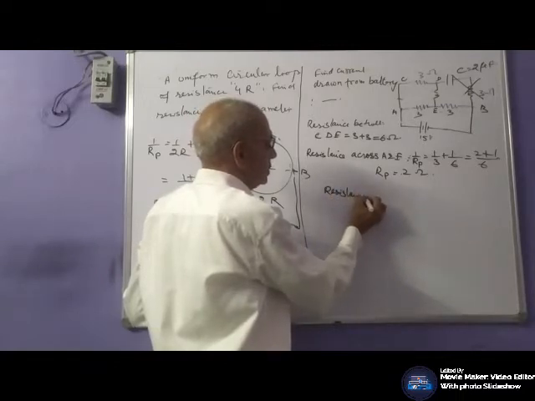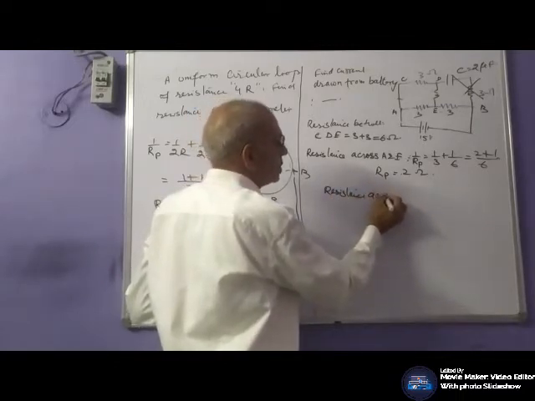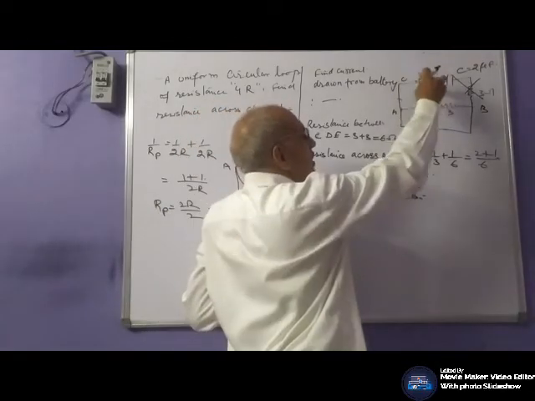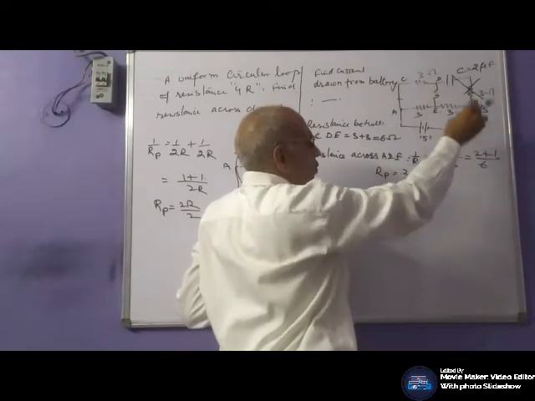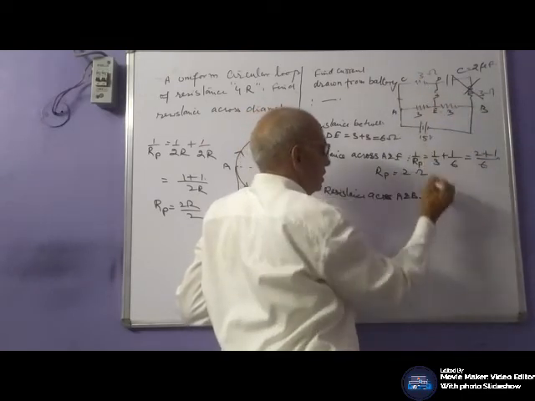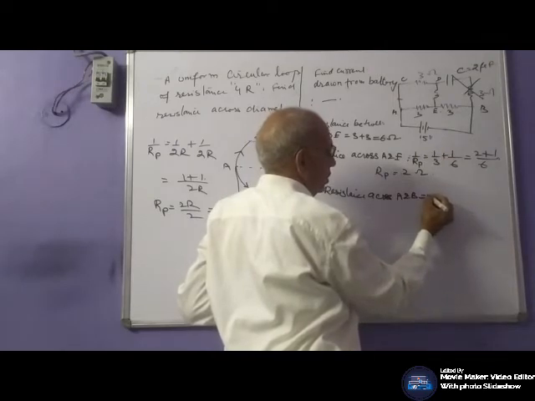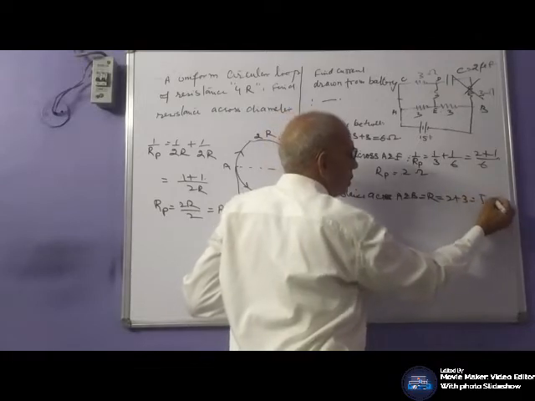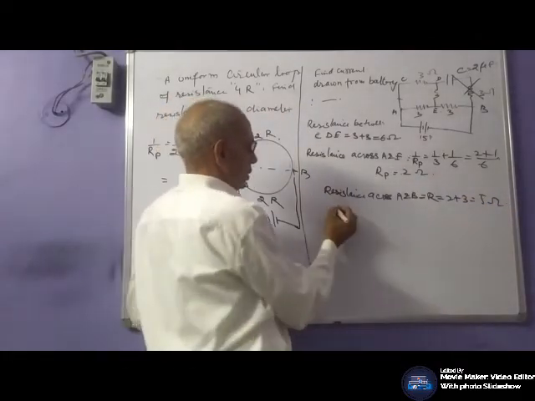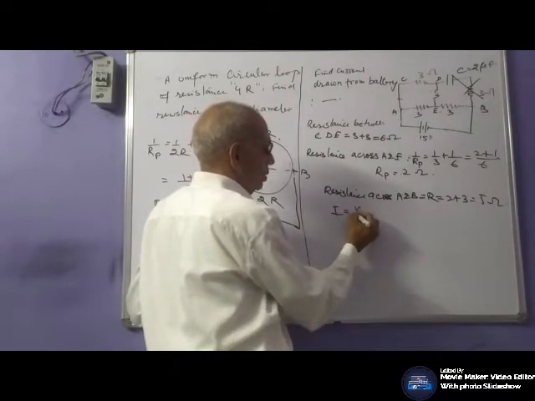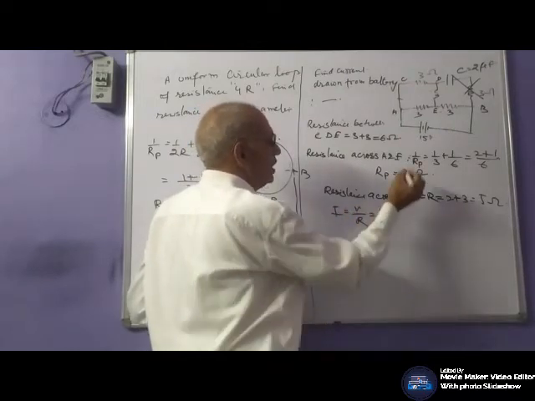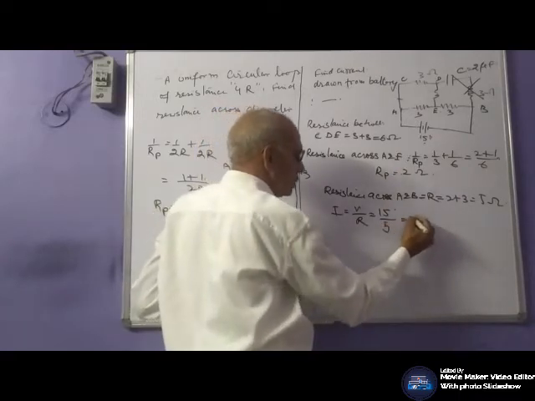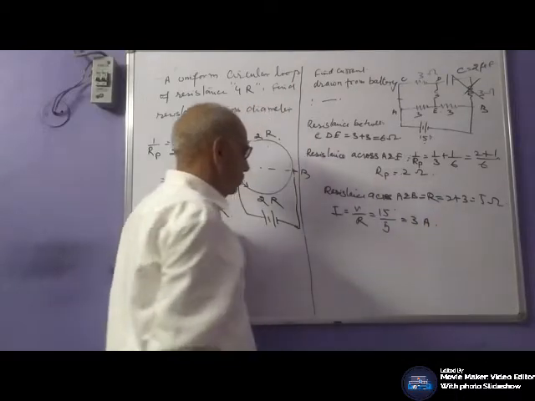Resistance across A and B. This 3 and 3 make 6. This 6 and 3 make 2. This 2 and 3 are in series, 5 ohm. So current is V by R. V is 15, R is 5, so 3 ampere.